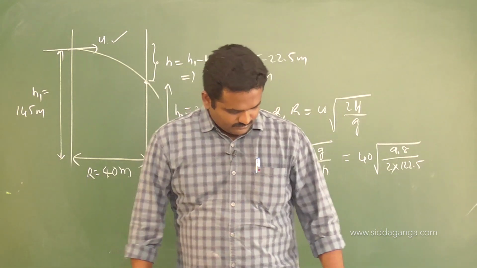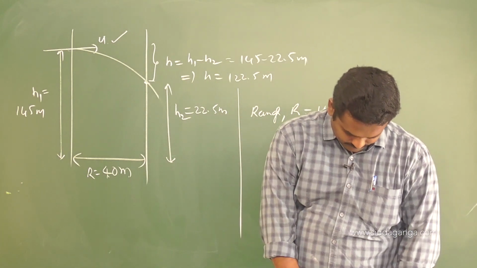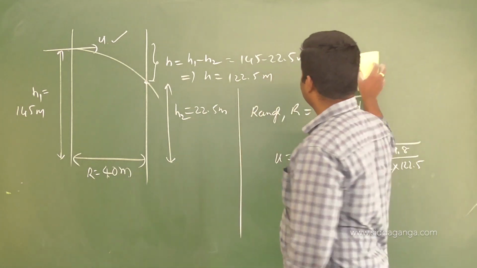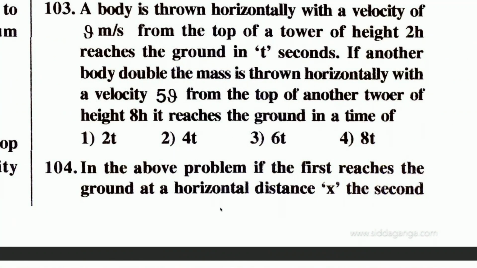Okay. So next, problem 103, you see there. What they have given? A body is thrown horizontally with velocity u from the top of a tower of height 2h, reaches the ground in t seconds. If another double the mass is thrown horizontally with velocity u from the top of another tower of height 8h, it reaches the ground in a time of, okay.